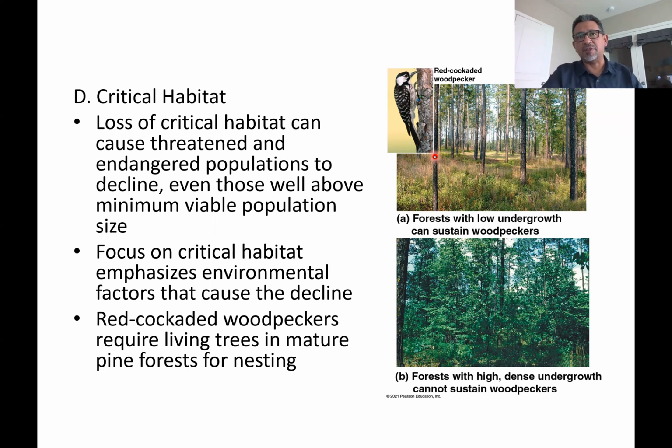One of those possible threats can be corn snakes, which have a tendency to feed on the eggs and the young of other birds that are nesting. So this is an example of a critical habitat for the red cockaded woodpecker. You need to have forests with low undergrowth vegetation, not too many obstacles in terms of allowing the animals to fly, and live trees.